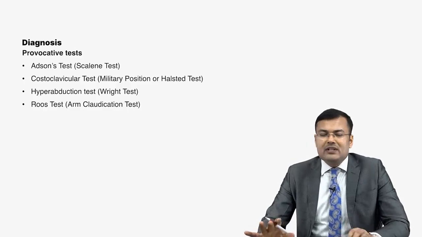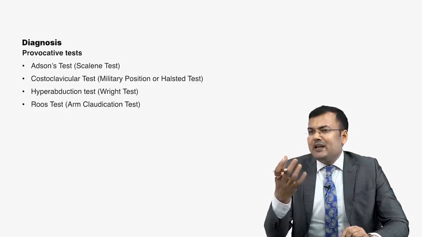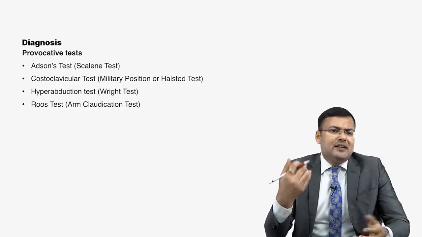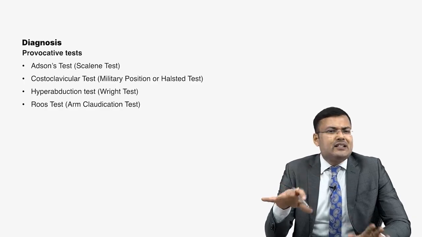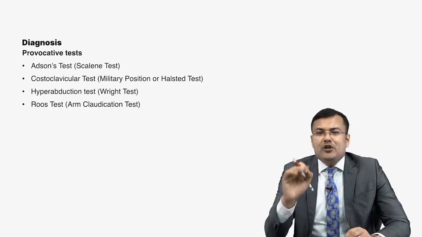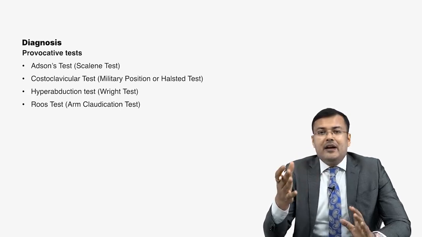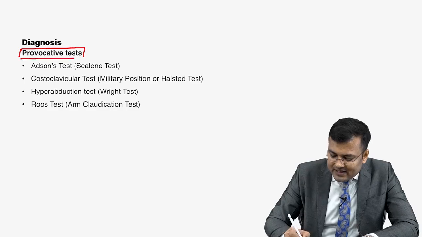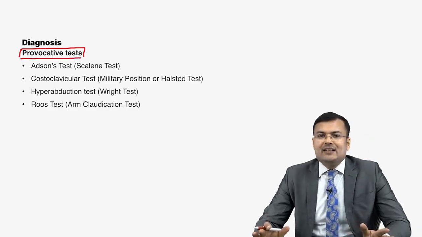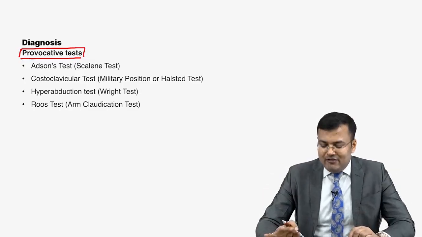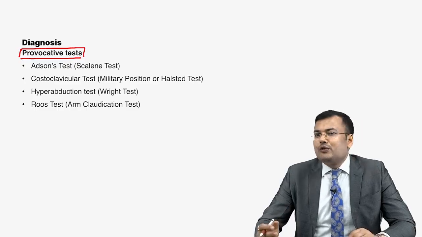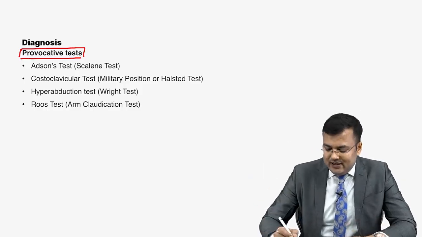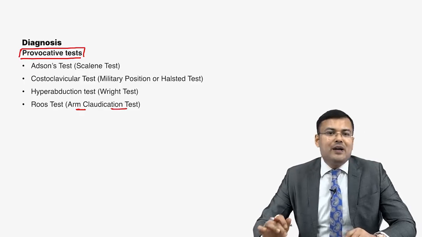Now how to make the diagnosis, guys? We discussed that if some anatomical abnormality is there, like a cervical rib or Pancoast tumor, you can make the diagnosis by radiological investigation. But in the majority of cases the obstruction is dynamic. It is prominent in one particular posture, so we go for provocative tests. What are the provocative tests used for diagnosis? Addson test, also known as Scaleni test; costoclavicular test, also known as military position or Halsted test; hyperabduction test, known as Wright test; and Roos test, the arm claudication test. One by one we are going to discuss.